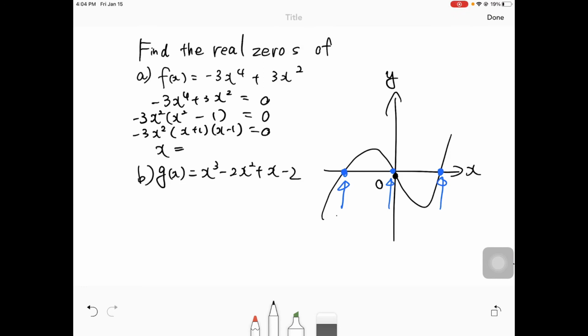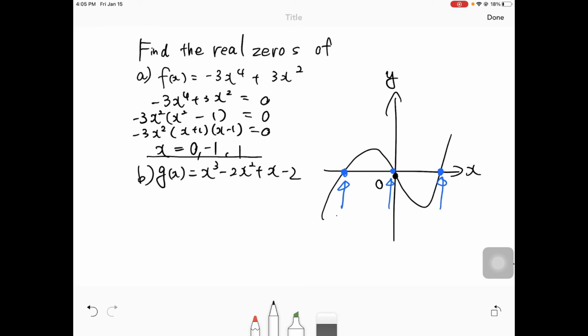So you can find the x value. The x value is 0 or negative 1 or positive 1. Because if you plug in 0 here, this one is going to be 0. If you plug in negative 1, this one is going to be 0. If you plug in 1, this one is going to be 0. So yeah, this is the answer.